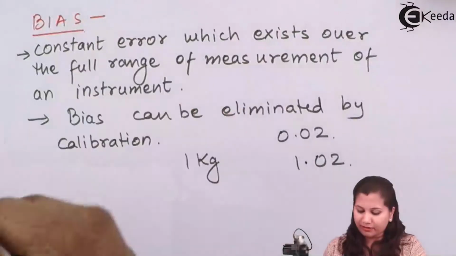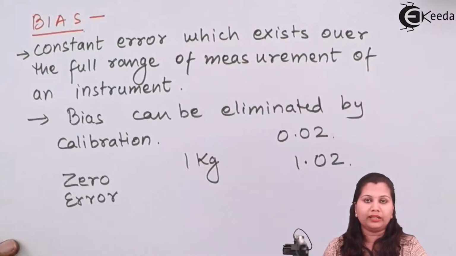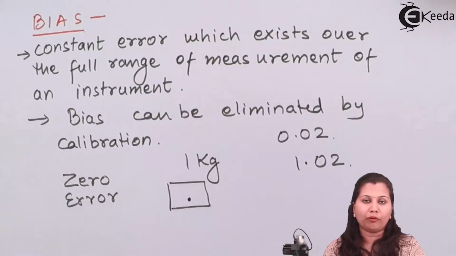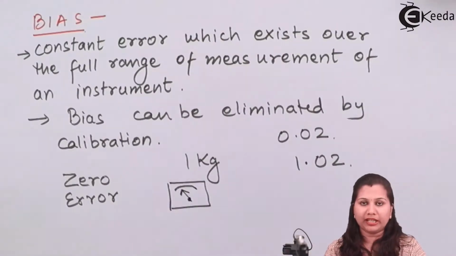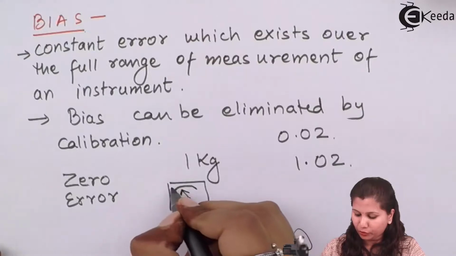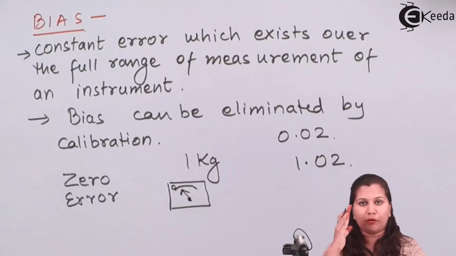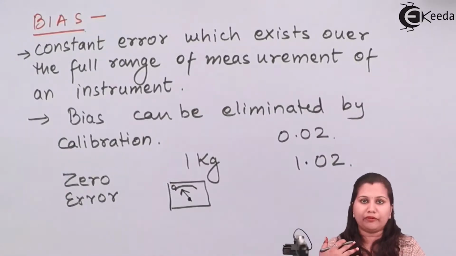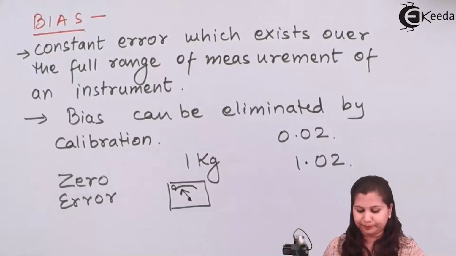A type of bias error is called the zero error. Zero error means that, suppose we have an instrument which gives the output in the form of indication of a pointer. Now when the instrument is not measuring anything, the pointer has to point towards zero. At rest, if the pointer is not at zero but shifted from zero, on the positive side or the negative side, then that error is called the zero error. So zero error is also a type of bias. It is the error which exists over the full range of the instrument.